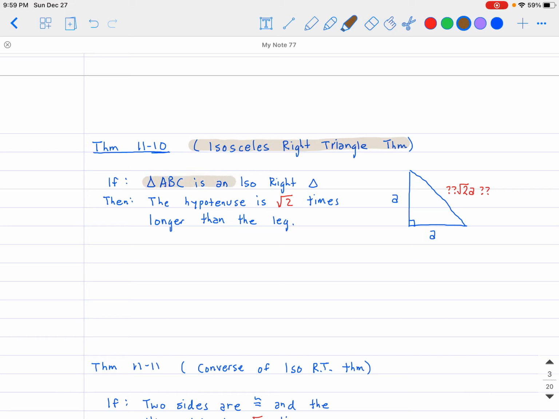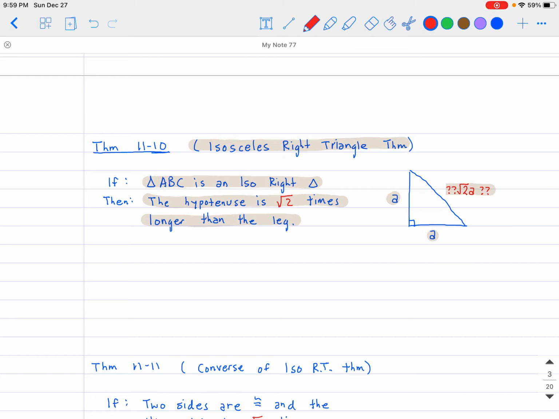Well, this theorem says that if you have an isosceles right triangle, then the hypotenuse is root 2 times longer than the leg. So on the right-hand side, you can see the picture. If you have an isosceles right triangle, that means the legs are going to be congruent to each other, which we denote as A and A. Then the conclusion is that the hypotenuse is going to be root 2 times A.